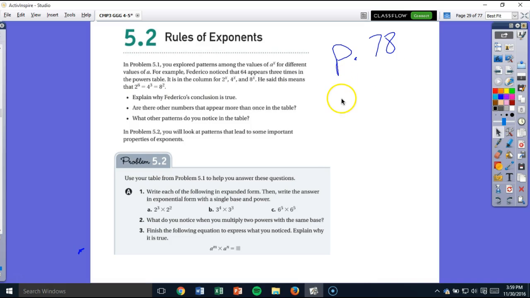Page 78 and 79 in your textbook. You can read through this top part. I'm not going to read it to you today. I'm going to get right to the rules and start working through those.